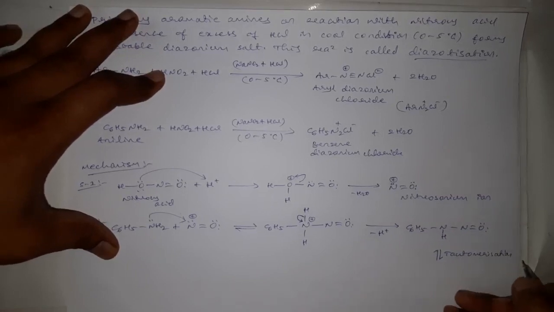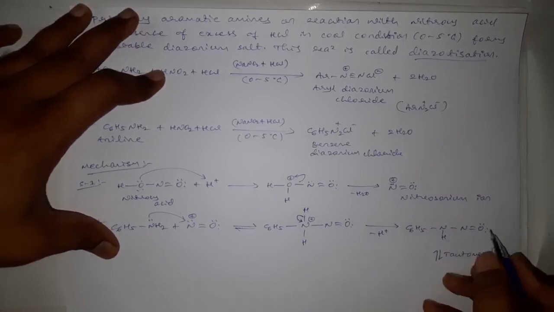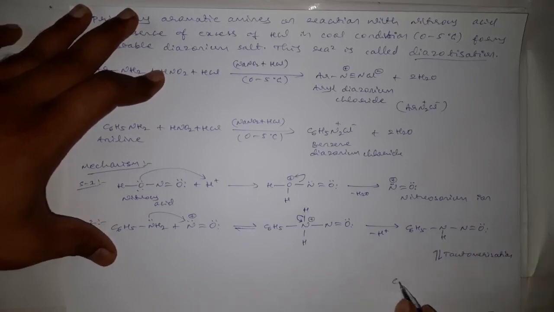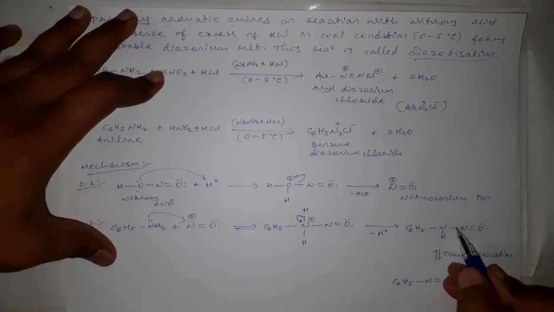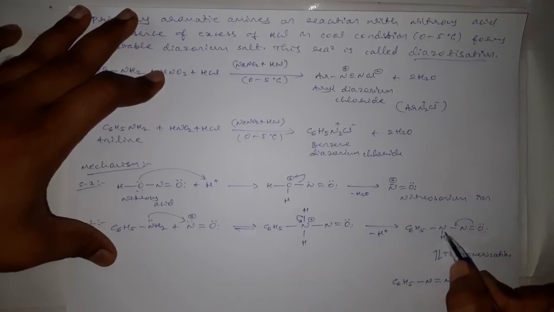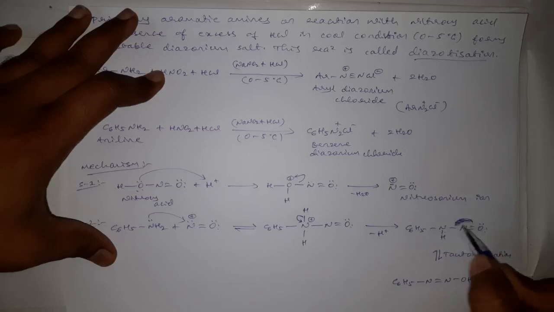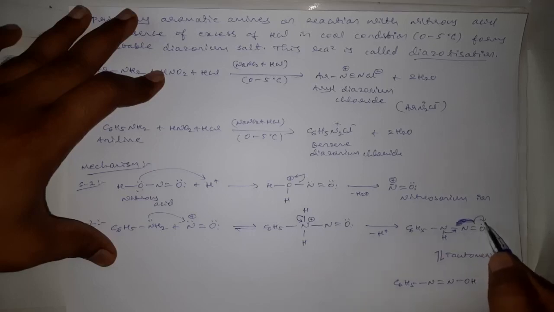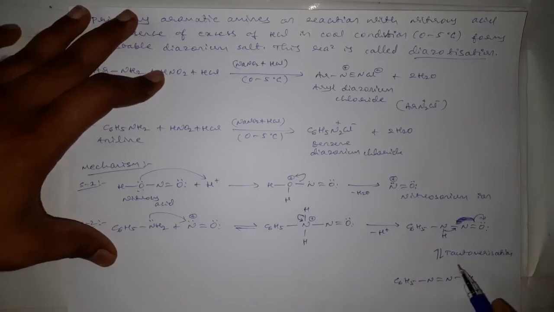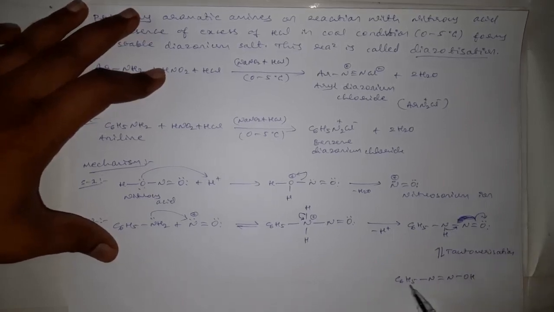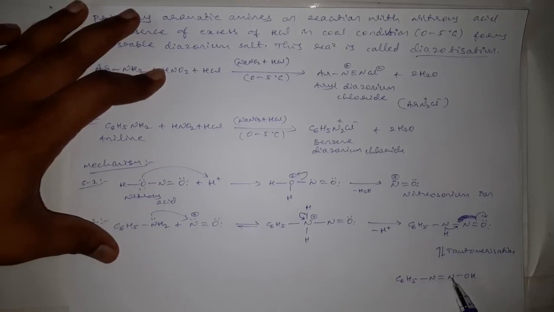Tautomerization. See, this hydrogen will now shift towards this oxygen, C6H5N, double bond N, single bond OH. This bond will move towards here, and this bond will move towards oxygen, and this negatively charged oxygen will drag this hydrogen. Therefore tautomerization will take place to form C6H5, single bond N, double bond N, OH.